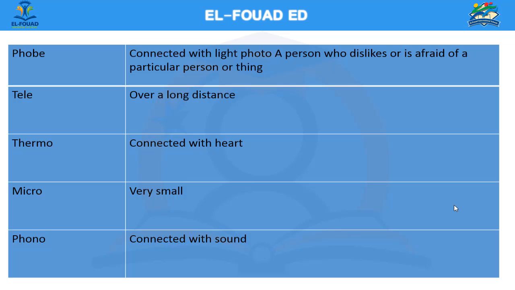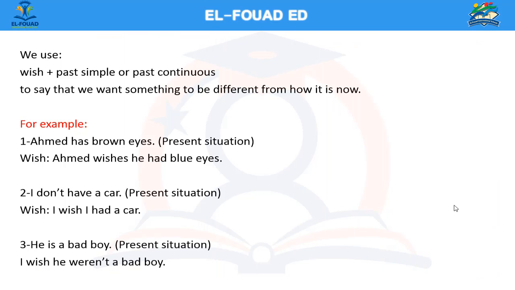Thermo, connected with heat. For example, the water is too hot. You should turn the thermostat down. Thermo, anything connected with heat. Micro, equal very small. For example, there is a microchip inside every computer. Phono, connected with sounds. For example, Mr. Akram, my French teacher, is also an expert in phonology of Arabic.